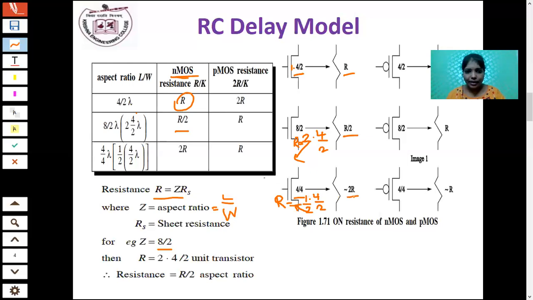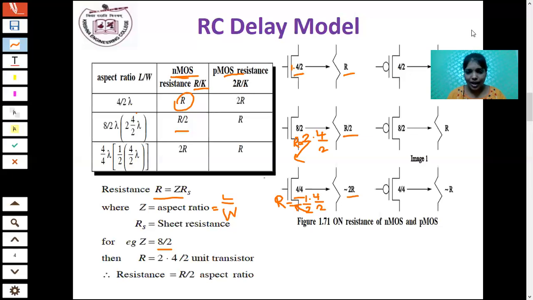So simply you can remember, if it is an NMOS transistor, its resistance is given by R by K, where K is the factor of a unit sized transistor. Similarly, for a PMOS transistor, its resistance value is given by 2 into R by K. For example, if it is 4 by 2, what is the resistance value?